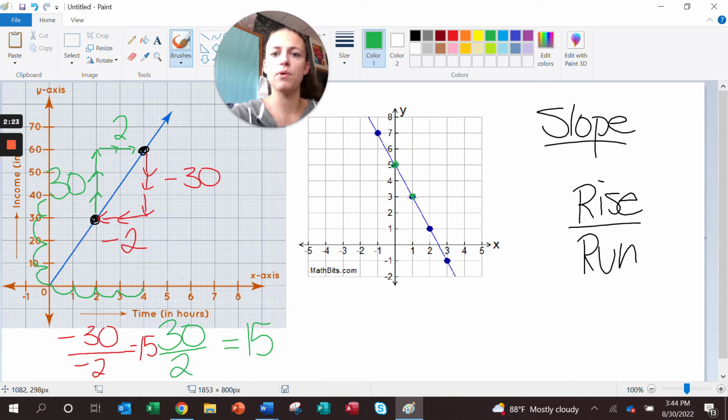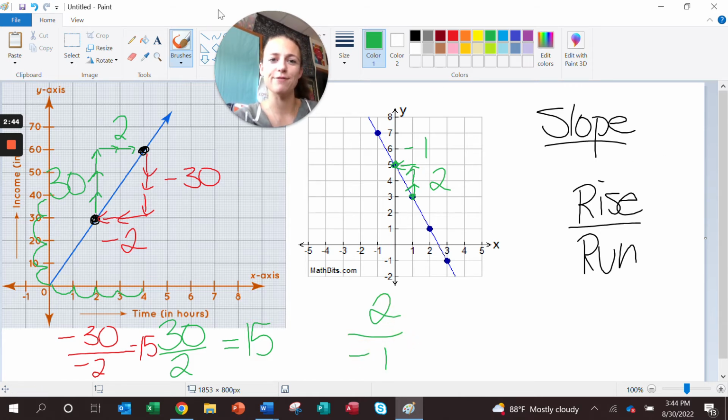From here, I'm going 1, 2 upwards. This graph is counting by 1, so it's just 2 boxes, also yields the number 2. From there, I go 1 to the left. This means that my run is going to be negative 1. Put that in a fraction. My rise is 2, my run is negative 1.